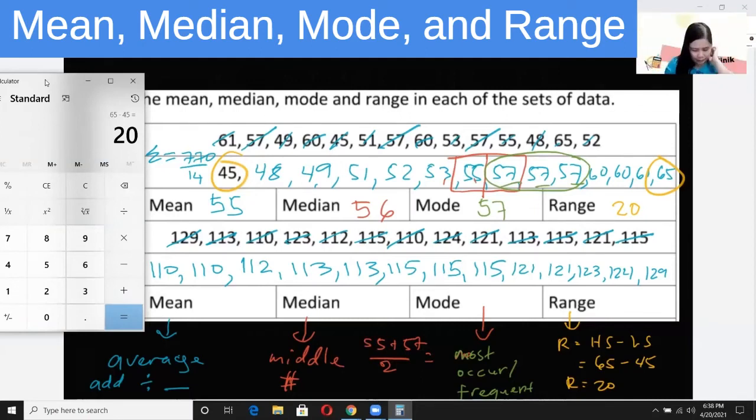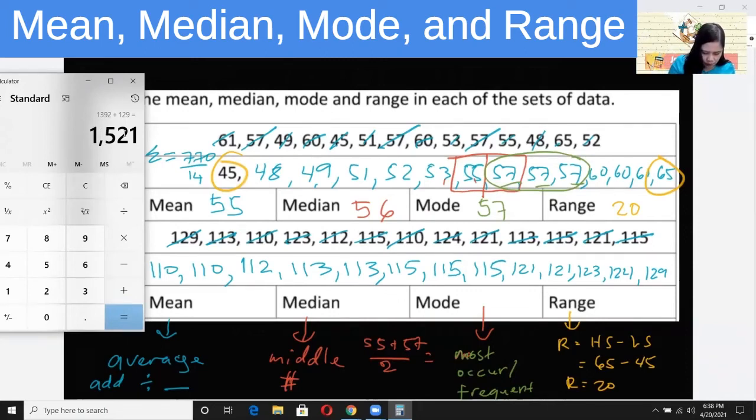To find the mean, we add all of them and then divide by 13. Our divisor will be 13 since the number of scores in the given set of data is 13. So let's start adding them: 110 plus 110 plus 112 plus 113 plus 113 plus 115, 115, 115 plus 121, 121, 121, 121, 121 plus 123 plus 124 plus 129.